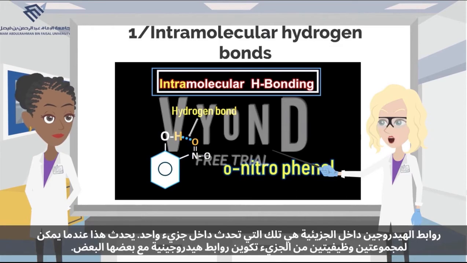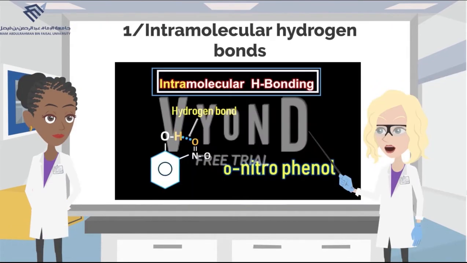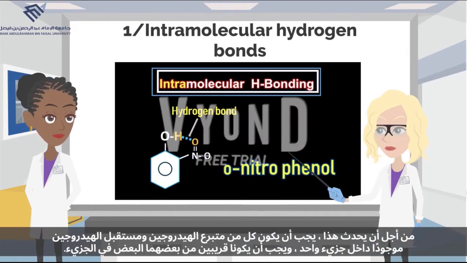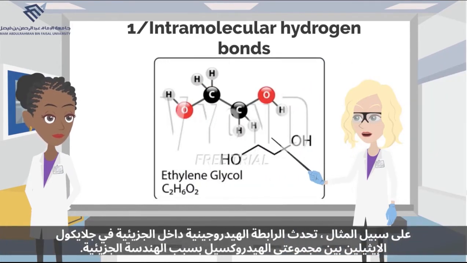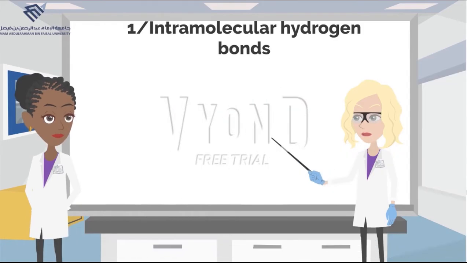The first type, intramolecular hydrogen bonds, are those which occur within one single molecule. This happens when two functional groups of a molecule can form hydrogen bonds with each other. In order for this to happen, both a hydrogen donor and a hydrogen acceptor must be present within one molecule, and they must be in near proximity of each other. For example, intramolecular hydrogen bonding occurs in ethylene glycol between its two hydroxyl groups due to the molecular geometry.